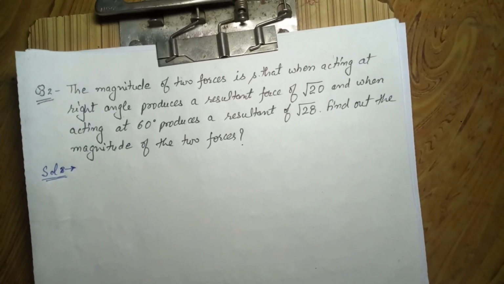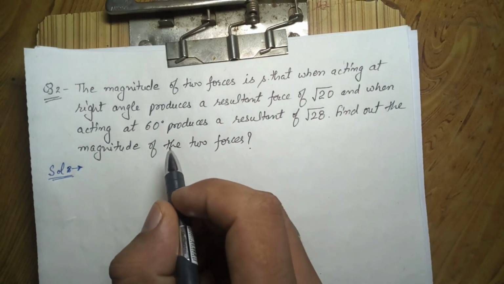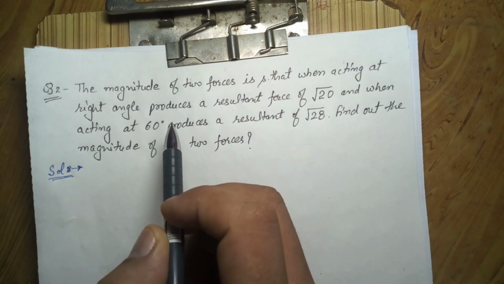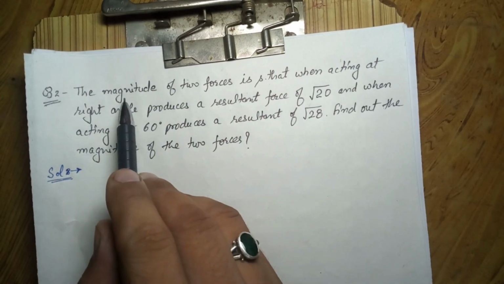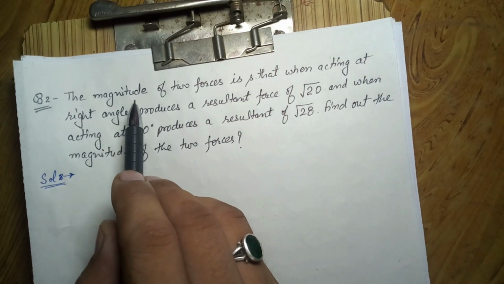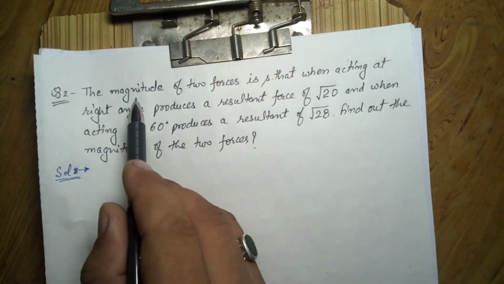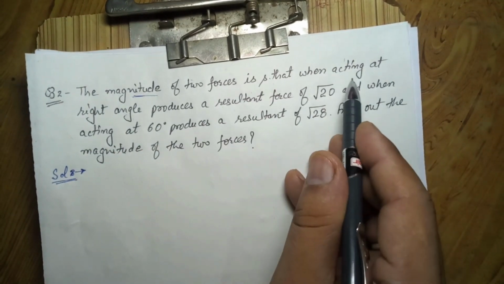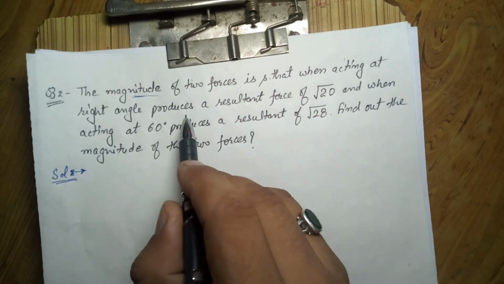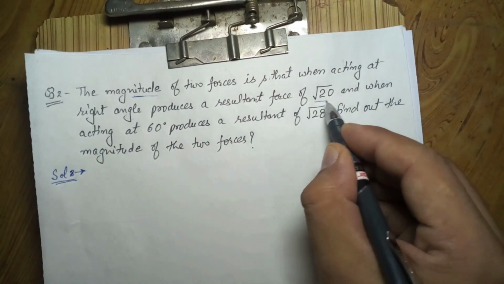Hello everyone. Let us take a question to clear up more about the parallelogram theorem, how to apply it in a practical problem. So I'm taking one more example. The question says that the magnitude of two forces is such that when acting at right angle it produces a resultant of under root 20.